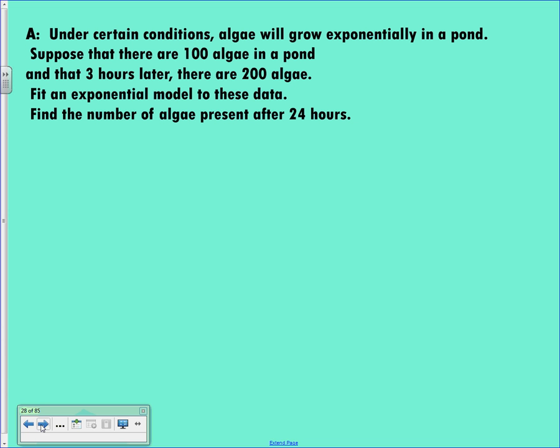So our first step is to pick 2 points. It would probably be a good idea to find 2 points and give us ordered pairs that give us information. So suppose there are 100 algae in the pond. Right now would be time 0, so it's 0, and there'd be 100 algae in the pond. 3 hours later, there are 200 algae, so that would be the ordered pair 3, 200. Sometimes you have to make the ordered pairs, but I think you should be okay with that.